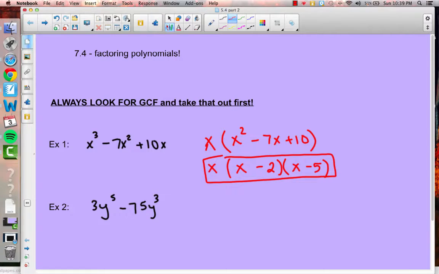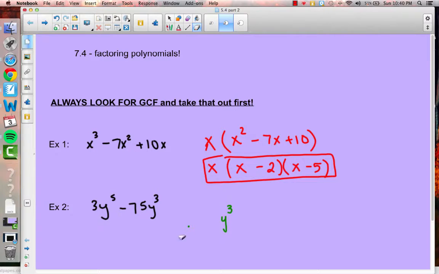So it's amazing what taking out one greatest common factor can do for your problem to make it a lot simpler. So the same thing is what we're going to do in example 2 here. We've got 3y to the 5th minus 75y cubed. And obviously we've never factored anything with y to the 5th in it before. So what do both have in common? Well, they both have a y, but how many can we take out of both? Well, you always want to look for the smallest amount that you can take out. In this case, they both have at least y cubed. So I know I'm going to take out a y cubed.